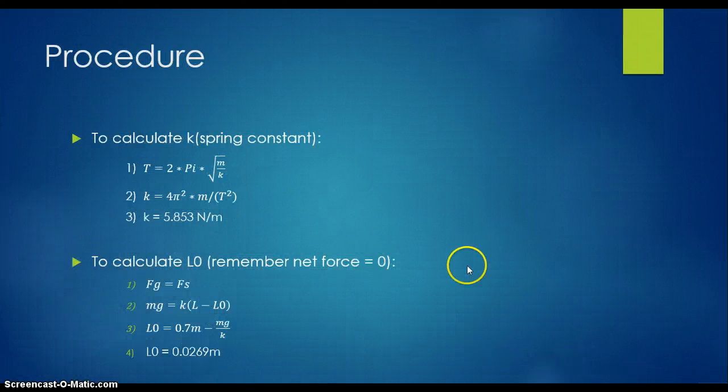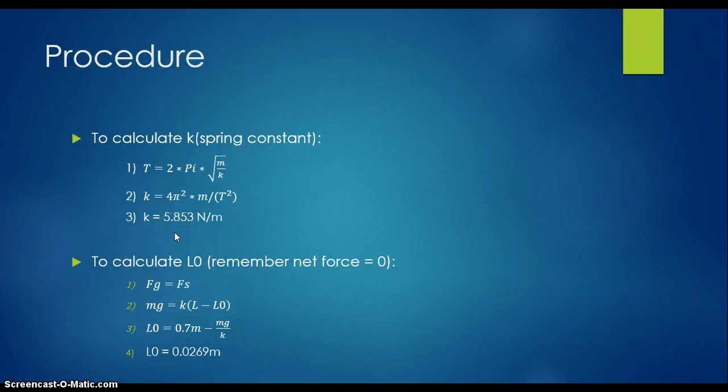Now this is the procedure we used to calculate k, the spring constant. We know that the period of oscillation is equal to 2 times pi times this, and so when we solve for k, we will get that k is equal to 5.85 newtons per meter.